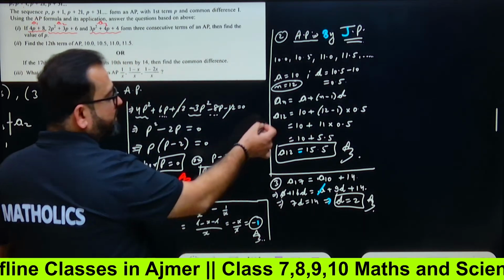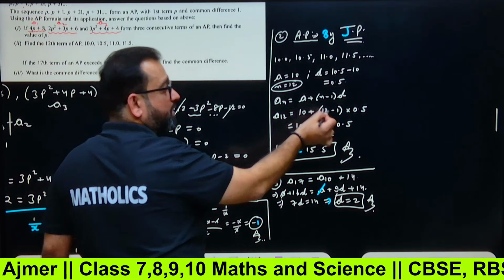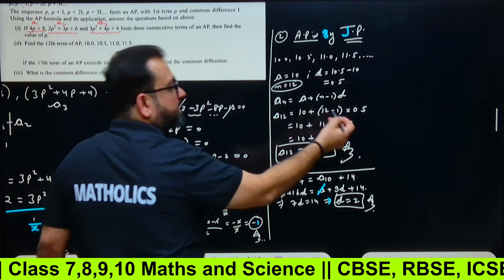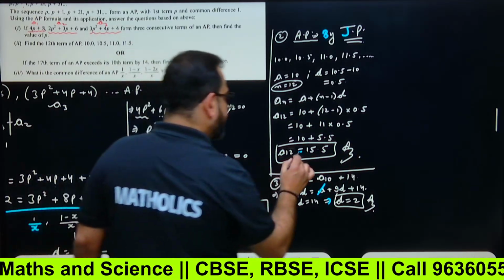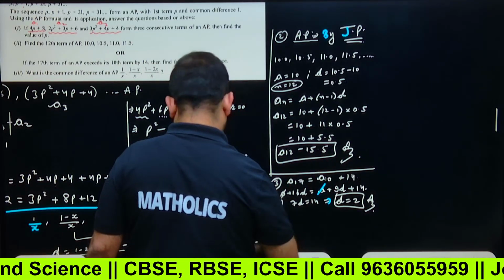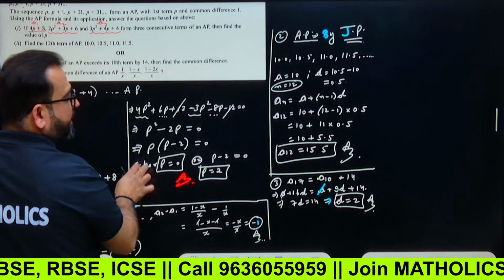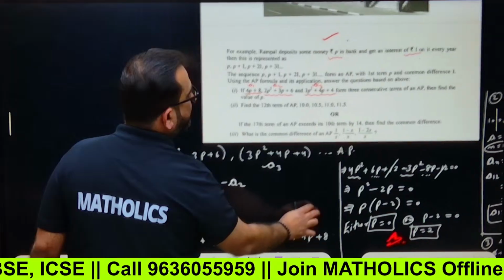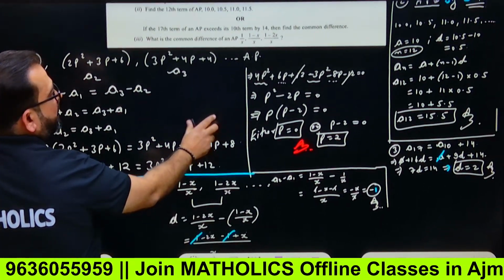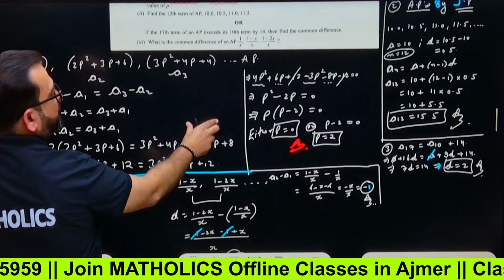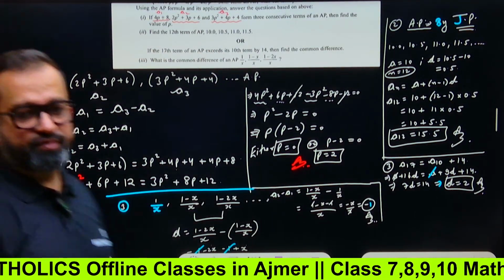We just put the 12th term: a n equals a plus n minus 1 into d. So a12 will be 10 plus 12 minus 1 into d. That means 10 plus 11 into 0.5. That is 10 plus 5.5. That is 15.5, the final answer. Right. So these are the two parts. A17 you can calculate by yourself. Copy it. Now you can copy first this part. After that, you can copy the second part also. Every part is on the screen. Copy it. I'll be waiting for 5 minutes. Don't worry.